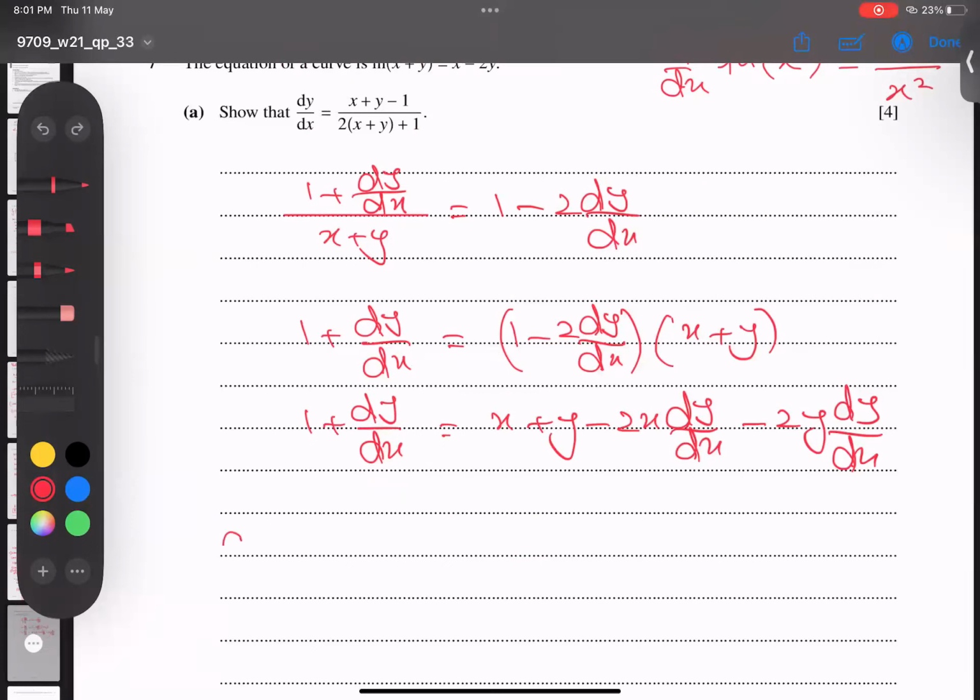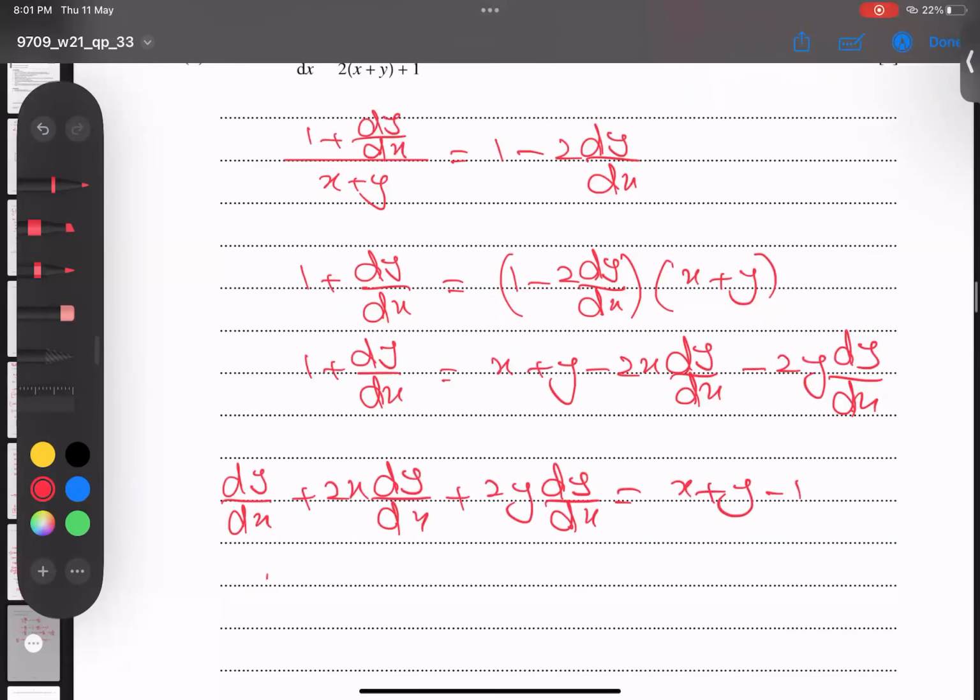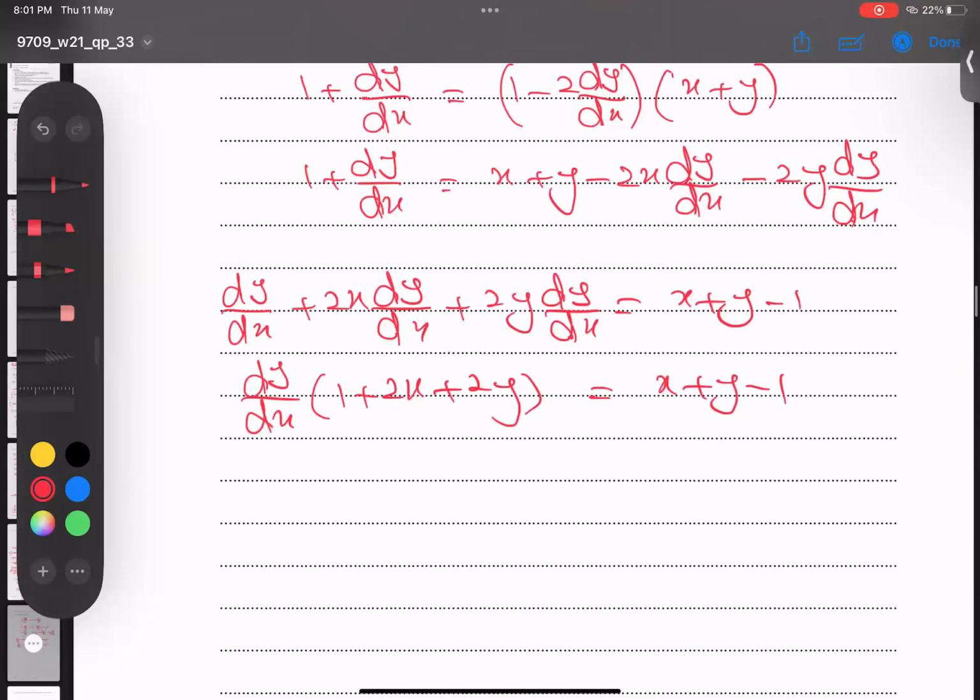All right. So dy over dx, this comes here, plus 2x dy over dx, this comes this side, plus 2y dy over dx, equal to x plus y, and this one goes there, becomes minus 1. Now from here, what is common, students? Naturally, dy/dx is common, I get 1 plus 2x and plus 2y, equals x plus y minus 1. So this whole thing will divide.